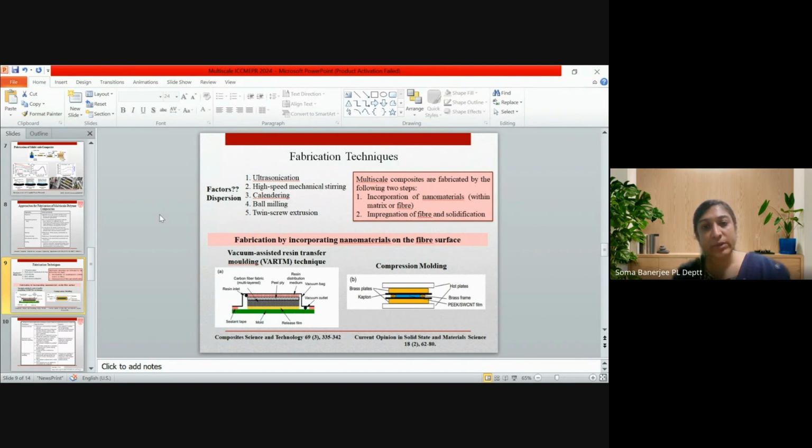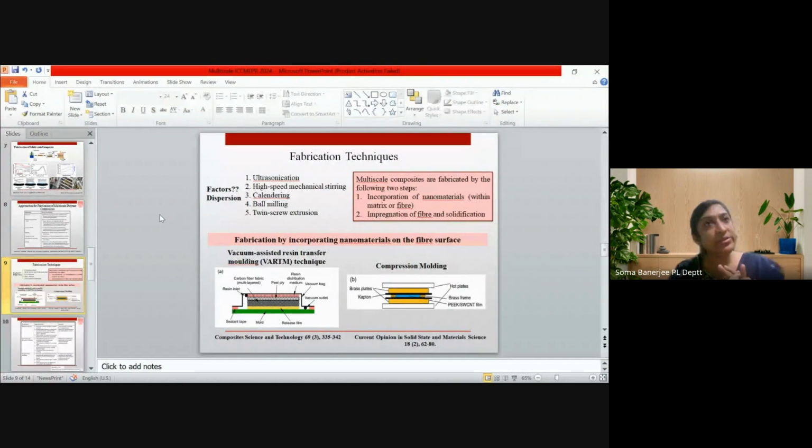Below, we have shown two more fabrication techniques for multiscale composites. One is resin transfer molding, and one is compression molding. Compression molding is very commonly known to us: we keep sheets of the fiber, and between them we have the nanomaterial impregnated with the resin, and then we press it between two platforms, apply pressure and temperature, and then it can be cured. In case of epoxy, after the curing time, we can remove it. This is how we can do compression molding, or we can also go for resin transfer molding.